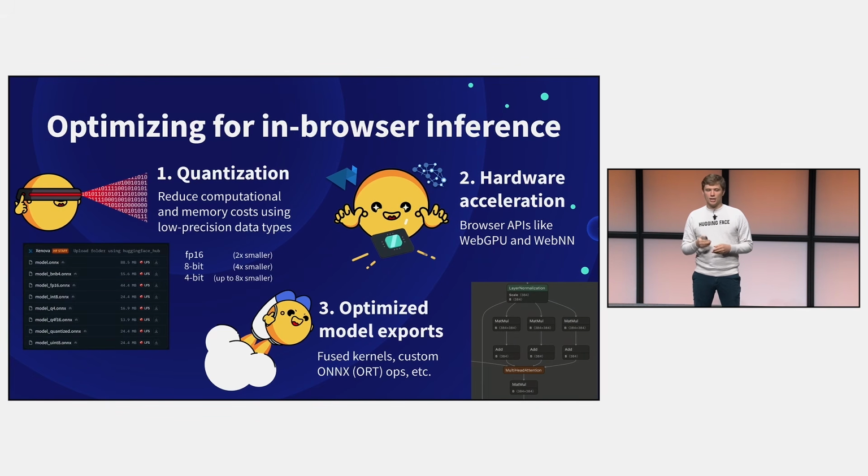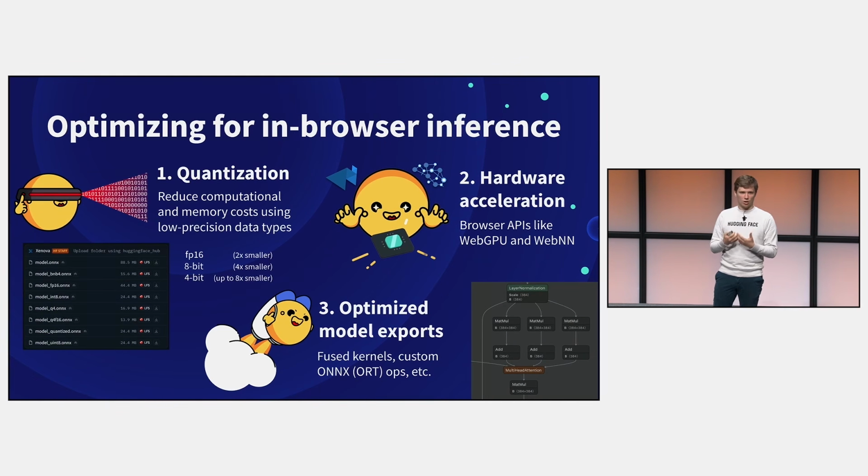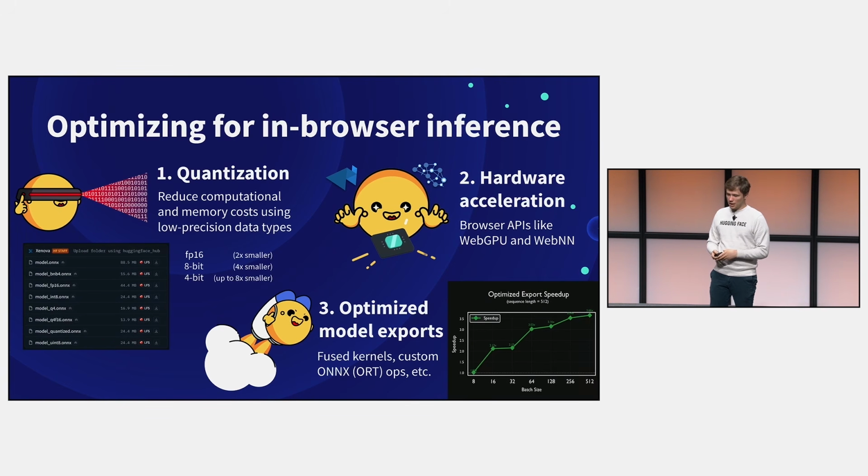And then finally is ensuring that when taking our model from maybe a Python-based ecosystem to the web, we take into account how to bring this model and export it in a way that ensures extremely high optimization levels. So this may include fused kernels, custom operations, and so on. And in this case, for a very simple BERT embedding model, we're able to achieve a 4x performance boost just by changing the way the model is exported.